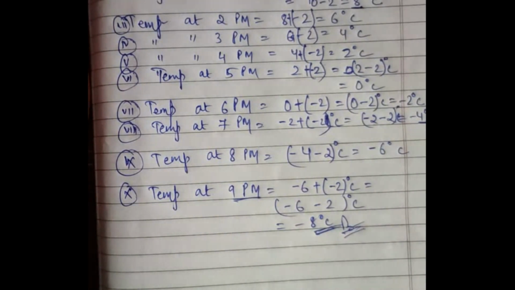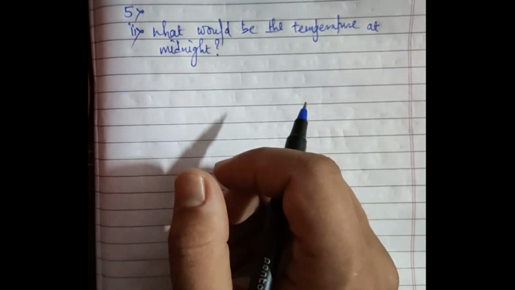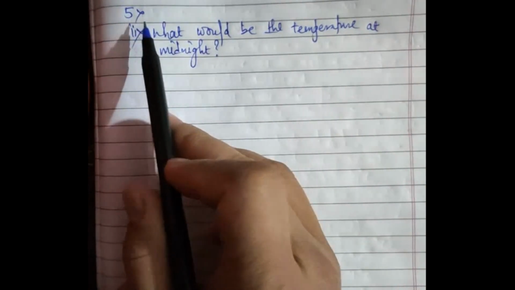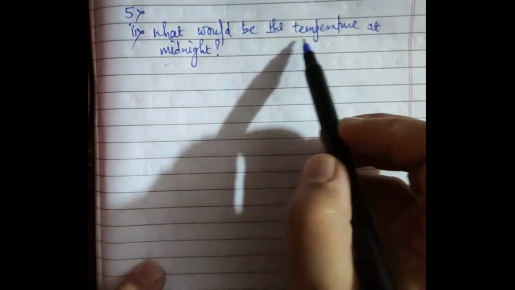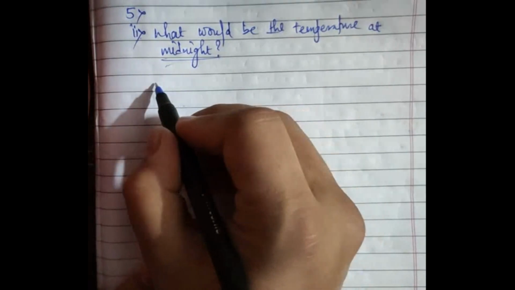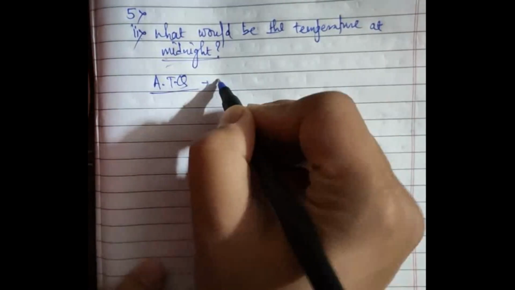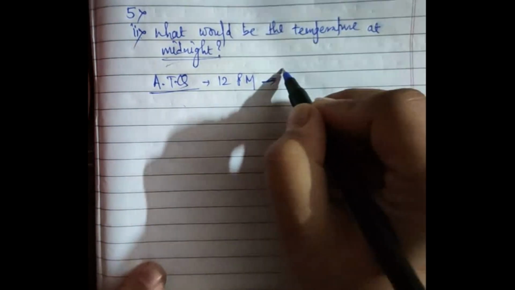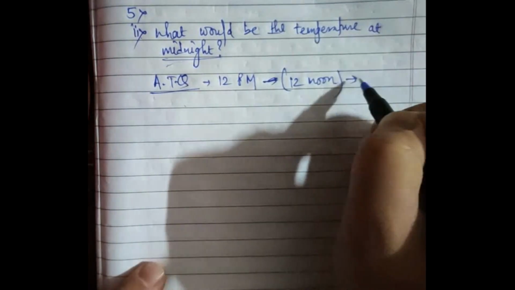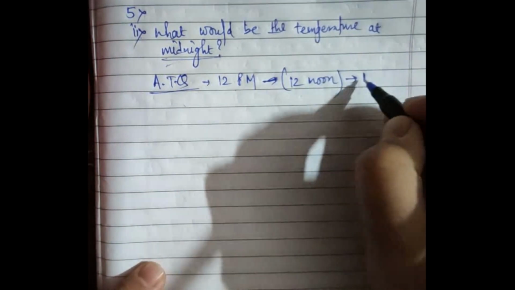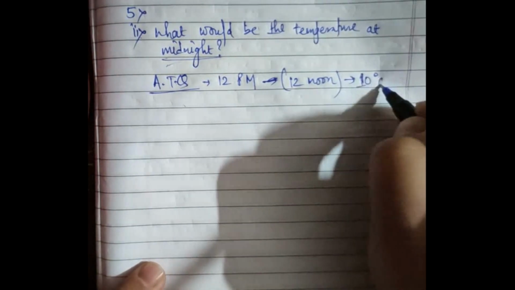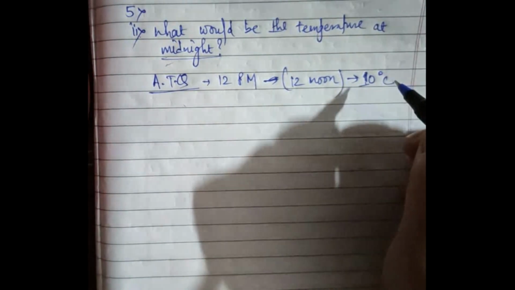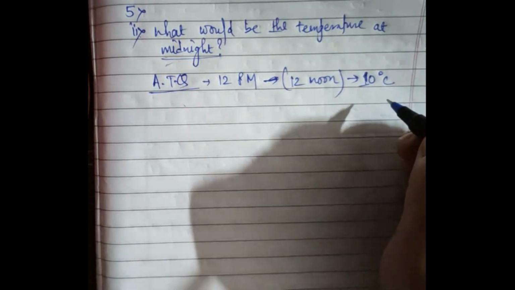So let us proceed to the second part of question number 5. What would be the temperature at midnight? So according to the question, we can write that at 12 p.m., or we can write 12 noon, the temperature was how much? It was 10 degrees Celsius, right? Positive 10 degrees Celsius, that is above 0. All right.